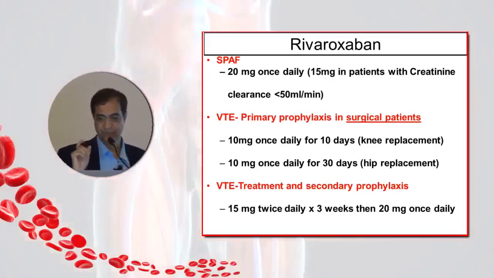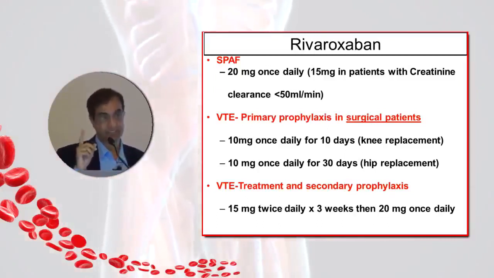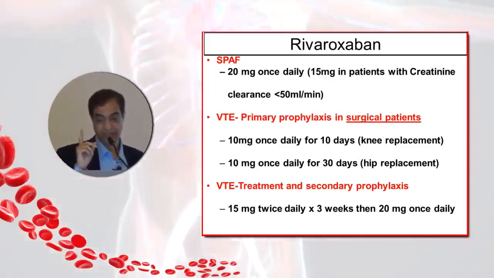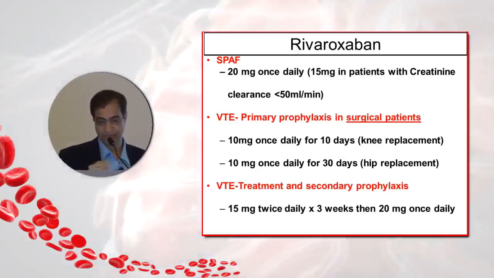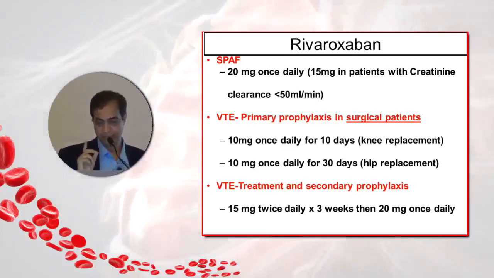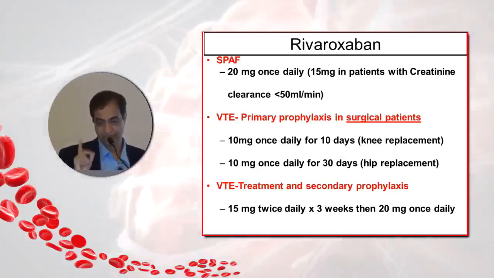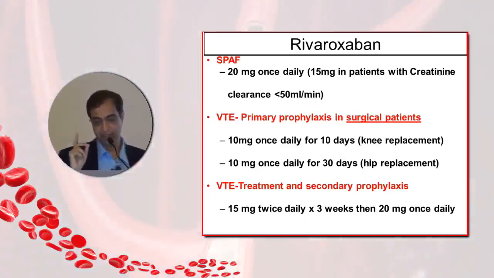Venous thromboembolism, primary prophylaxis in surgical patients. Again, it's surgical. I've underlined the surgical. 10 milligram once daily for 10 days for knee replacement and 10 milligram once daily for 30 days in hip replacement. And venous thromboembolism treatment and secondary prophylaxis is 15 milligram twice daily for 3 weeks and then 20 milligram once daily. So the venous thromboembolism part is a little tricky and you need to see it.